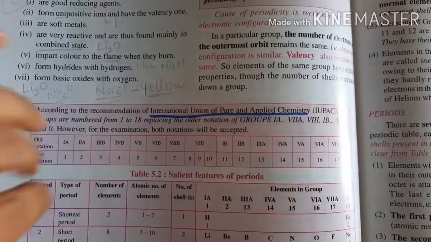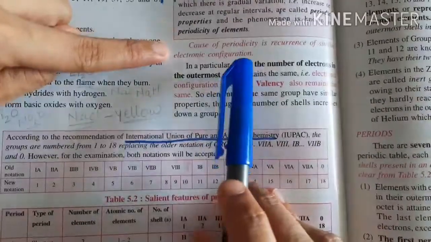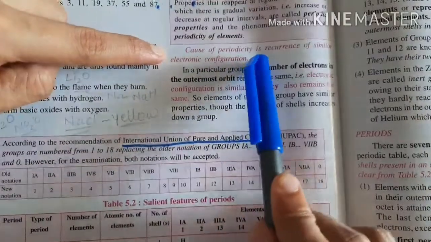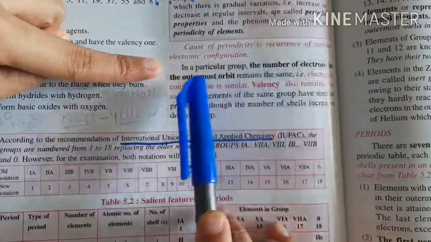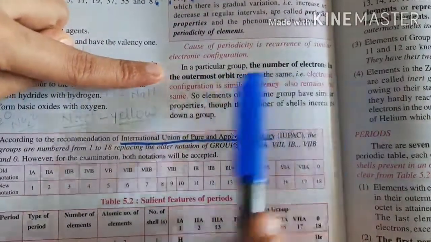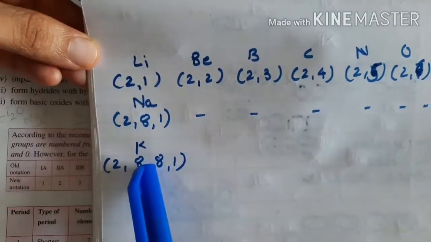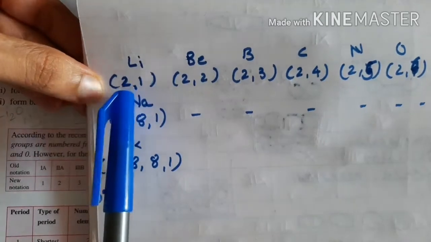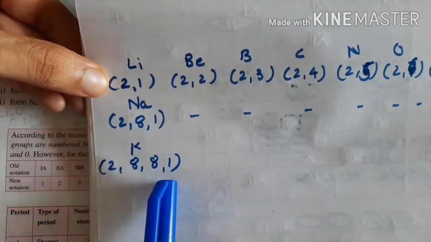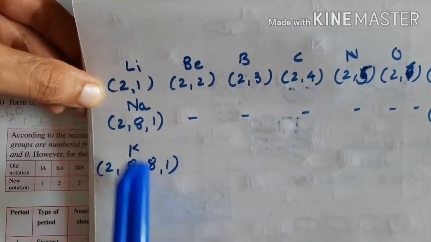Good morning, students. As we finish till here, the periodic law: the cause of periodicity is the recurrence of similar electronic configuration, which means that in a particular group, the number of electrons in the outermost orbital remains the same. As we learned in the last class, lithium, sodium, potassium, rubidium, cesium, and francium continuously have the same outermost electron. Here you can see lithium has 1, sodium has 1, potassium has 1. So in this electronic configuration, the outermost electron number is the same.